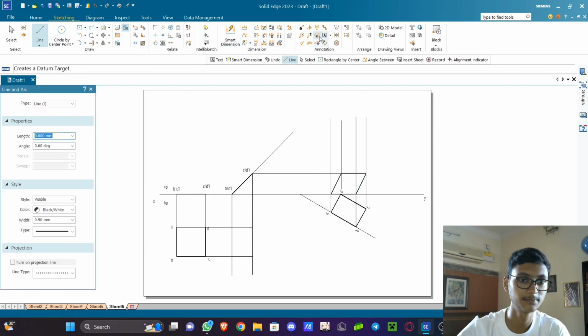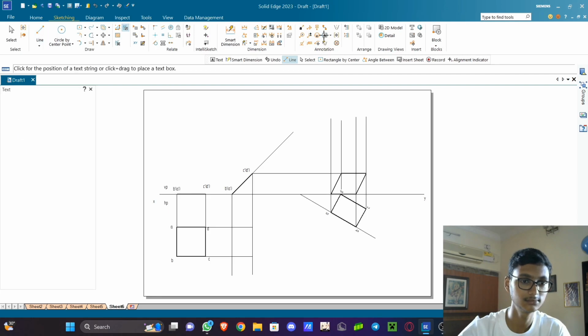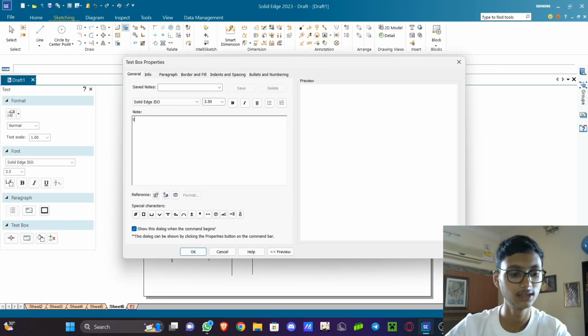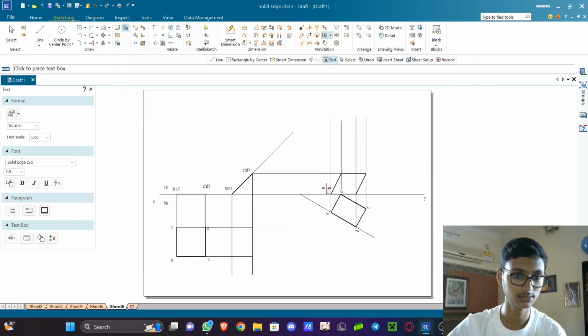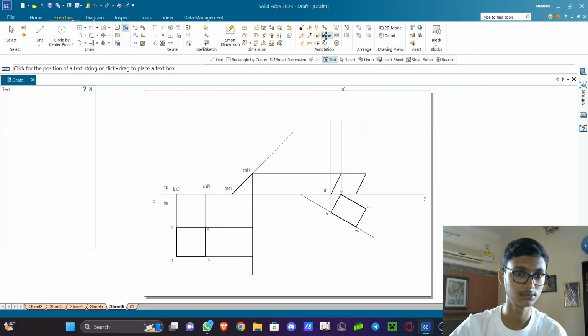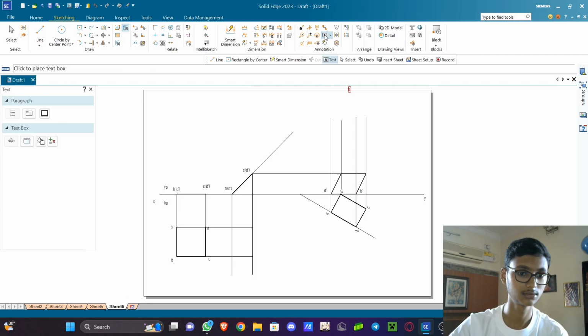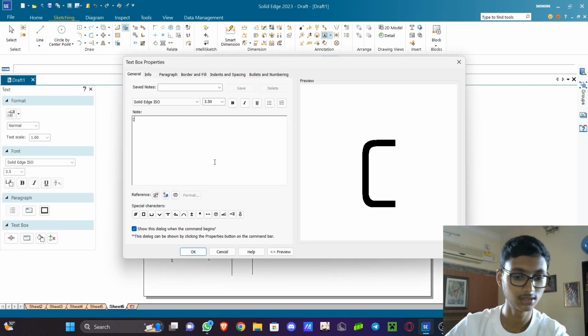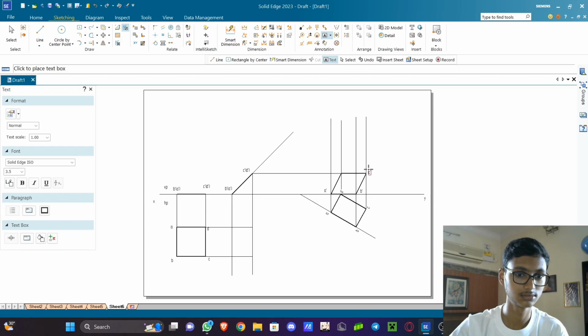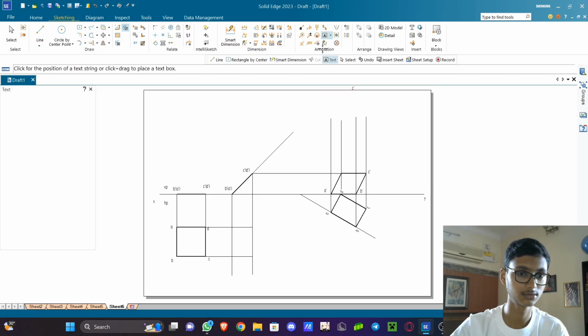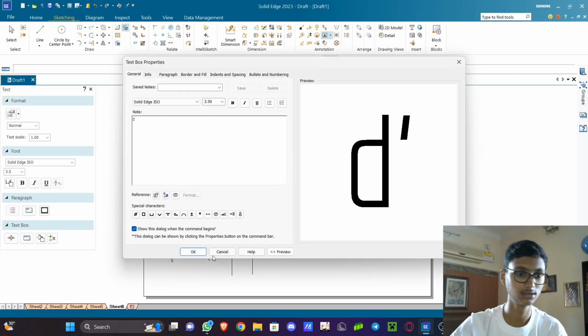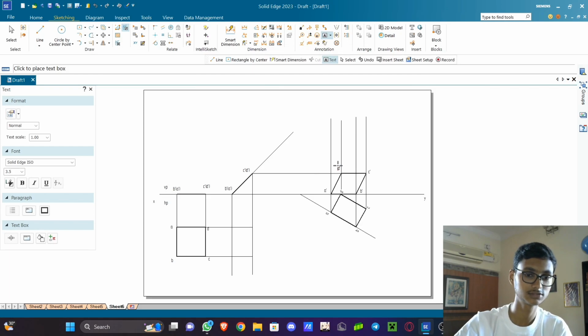Let us name it A dash, B dash, C dash, D dash. So this is our first projection on planes which we have drawn.